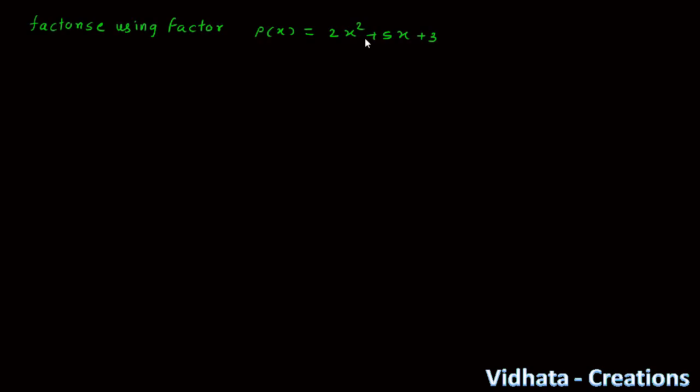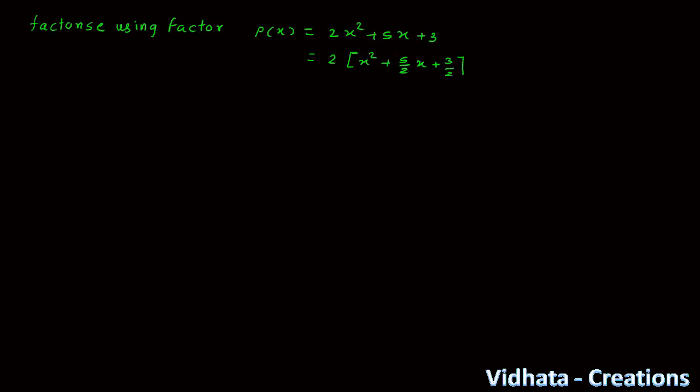Actually, for this type of quadratic polynomial the method is easy by splitting the middle term. But here, as we are going to study finding factors particularly by using the factor theorem, we will not consider splitting the middle term. For our convenience, I will take 2 common in bracket, and write the polynomial as x square plus 5 by 2 x plus 3 by 2.